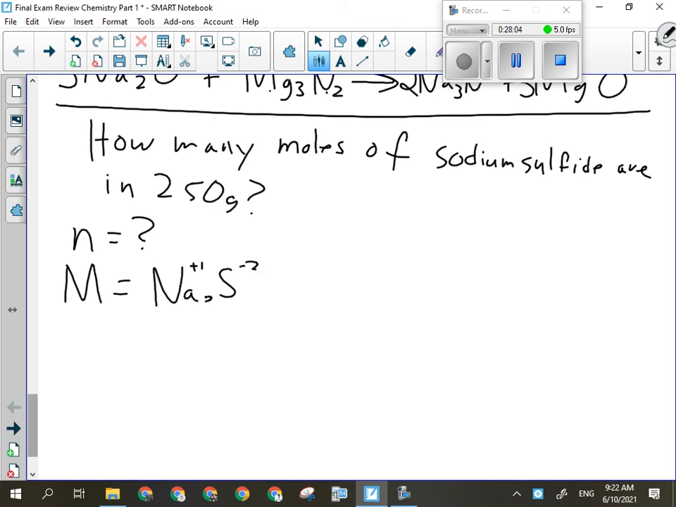So this is Na2S. There's why it's important to be able to write chemical formulas correctly. You would not be able to get this question right, even if you knew how to do mole calculations, without being able to get the formula right for the material. So I've got 2 sodiums, so that means 2 times the atomic mass of sodium, 22.99 grams per mole, plus 1 sulfur, which is 32.07 grams per mole.